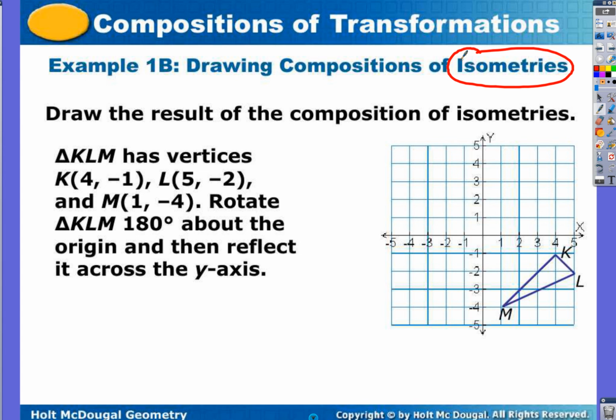Well, an isometry, a rigid motion, preserves size and shape. There's only one transformation that does not preserve size and shape. That one is the dilation, because that's what stretches and compresses. So all this lesson is just putting some of the transformations together, doing more than one transformation at a time. So here, KLM has vertices.